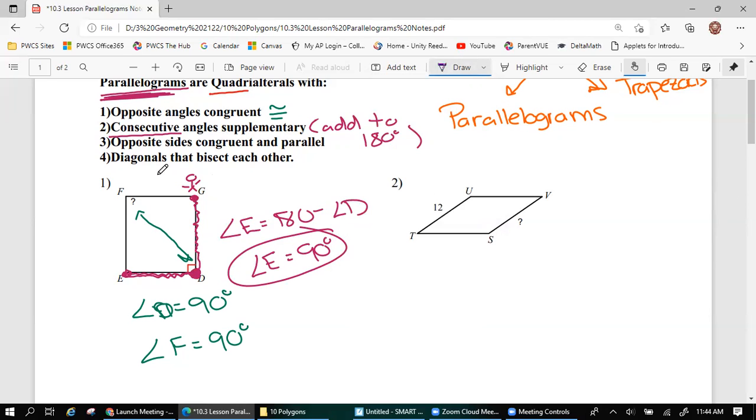We know some facts about the sides of parallelograms as well. The opposite sides are congruent. So I can look at this parallelogram and say that this side that's 12 and this side that's question mark will be the same length. TS and UV are the same length. These sides are not all necessarily equal to each other. That would make it a unique parallelogram that we'll talk about next time.